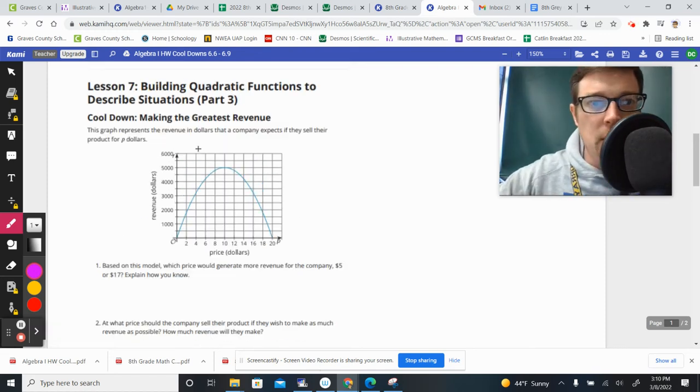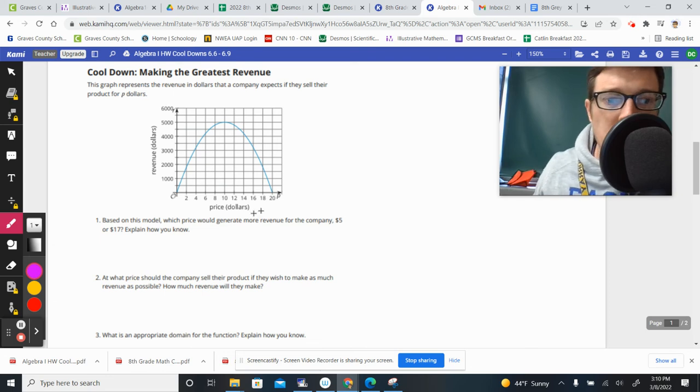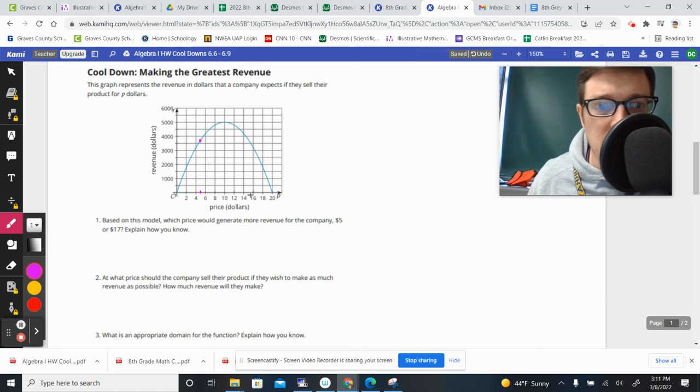This is lesson 7, and we have this graph that's representing the revenue in dollars that a company expects if they sell their product for P dollars. Based on the model, which price would generate more revenue for the company, 5 or 17? So, $5 would be right here, and based on the graph, that would produce about this much money. And $17 would be right here, and the graph estimates that it would produce that much money. So, which of these is greater?